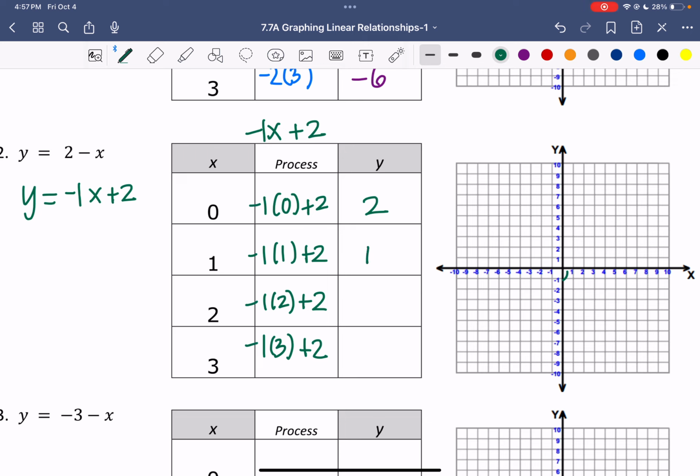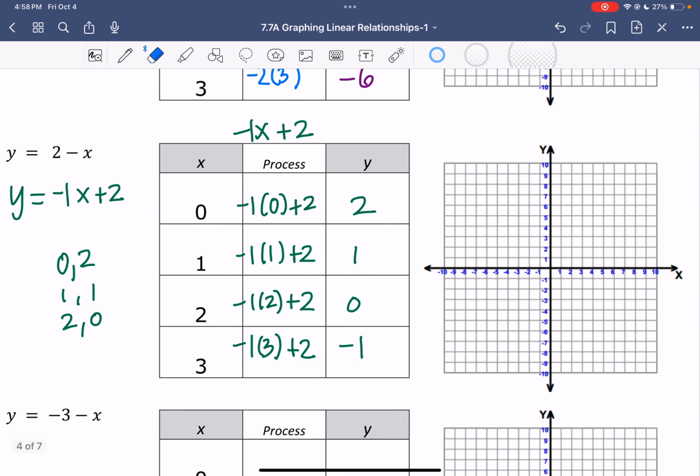And then two groups of negative 1 will give you negative 2, and then plus 2 means you're going to go up 2, and that's going to land at 0, and three groups of negative 1 is negative 3. So if you're here at negative 3 and you add 2, you go up 2, you'll end up at negative 1. So my ordered pairs are 0, 2, 1, 1, 2, 0. I'm just going to stop with those 3. So let's go over to the graph.